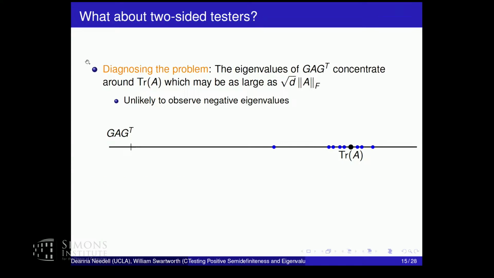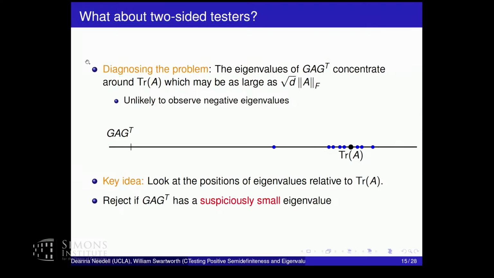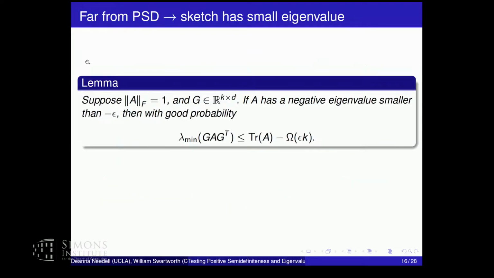OK, so the key idea that we use is, maybe we can look at the positions of the eigenvalues relative to the trace of A. And we're going to say A is not PSD if GAG transpose has a suspiciously small looking eigenvalue. OK, so formally, what does this mean? Let me just say roughly how the analysis goes.